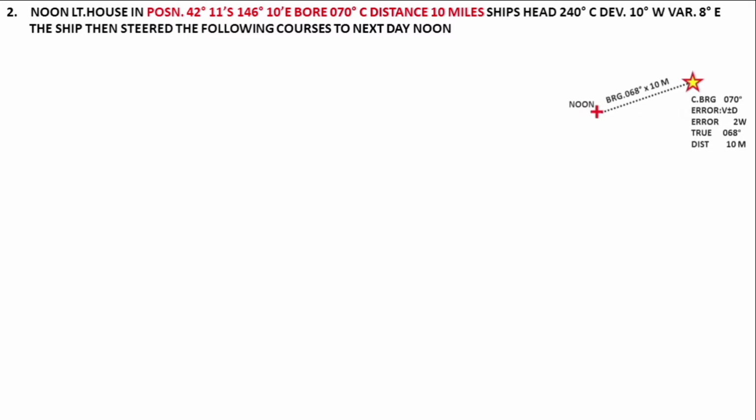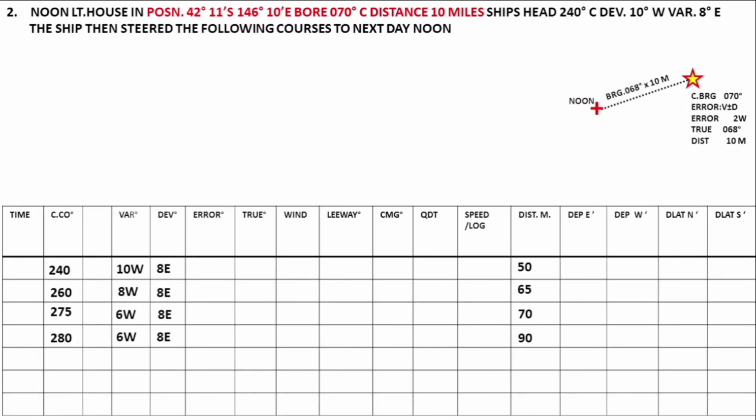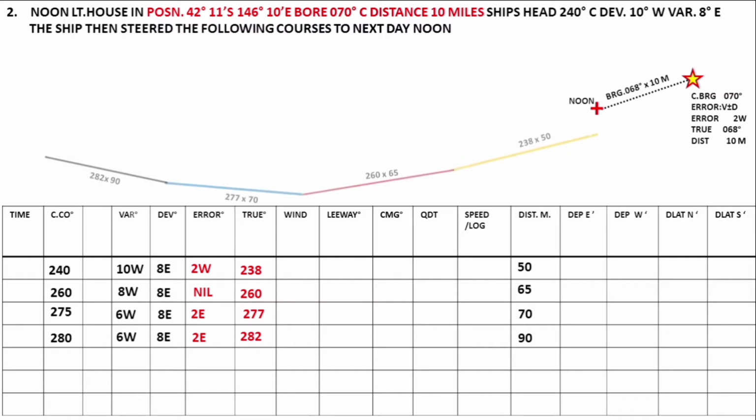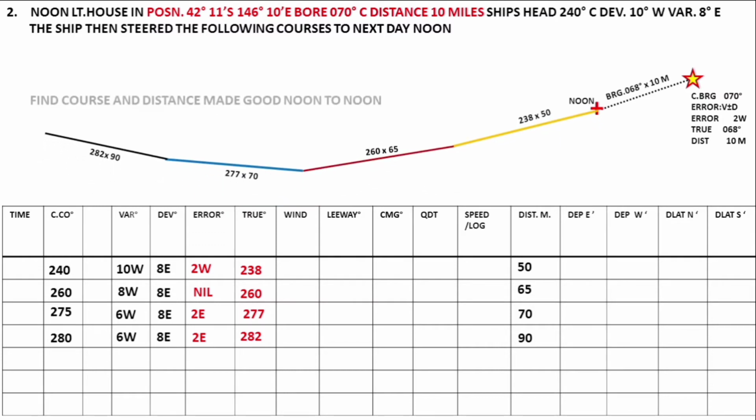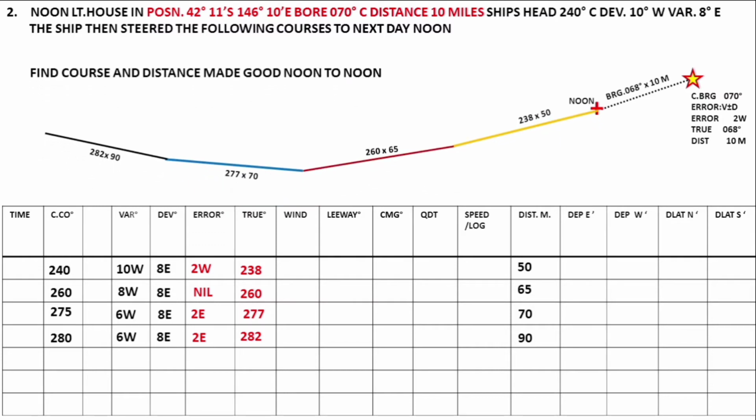Now this is the question for you. The bearing and distance has been given to me, and these are the courses that have been given to me, all are compass courses. I find out my compass error, then I get my true course, and if he had asked me to find out the course and distance just made good, which is not the part of the question anyway, just find the course made good known to known, so it would be from here to here.